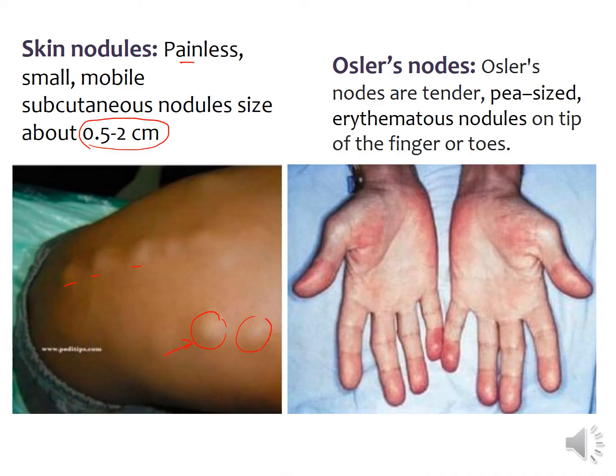Next, Osler's nodes are another manifestation, where you can see them on the tips of the fingers or toes, and they are highly tender, pea-sized, erythematous nodules. See here the pea-sized erythematous nodules, here also you can see, and here also you can see this kind of lesions.